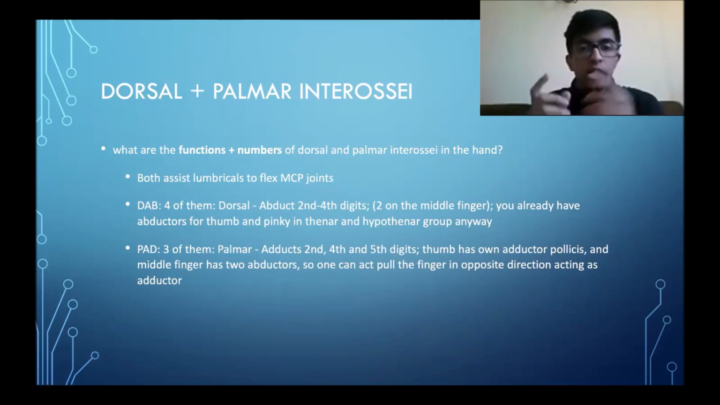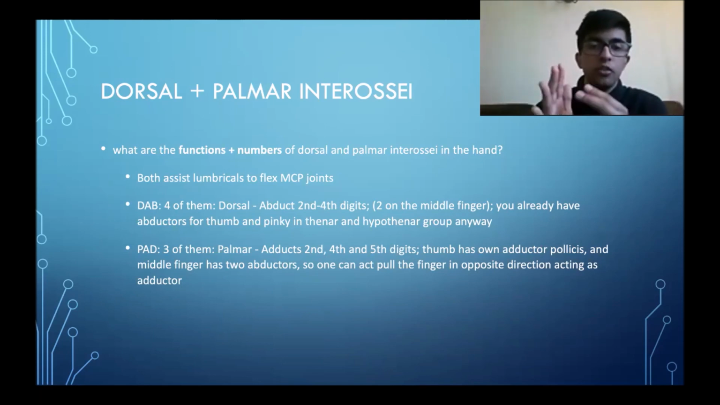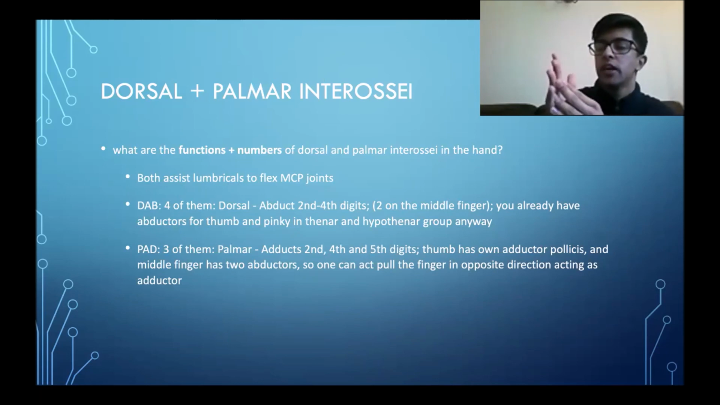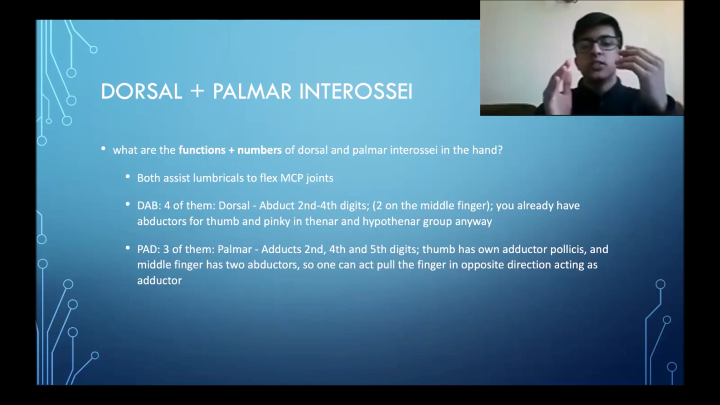So you have dorsal abduct, DAB. So they abduct the 2nd and 4th digits, because you have 2 on the middle finger. You have 4 of them because they abduct the 2nd and 4th digit. You have 2 on the middle finger because imagine the middle finger is kind of the medial line of the axis of abduction, adduction of the fingers. So you have 2 here to go like this, like that. Then you have 1 to go here, and then 1 to go there. So that's the 4 abduction muscles of the hand.